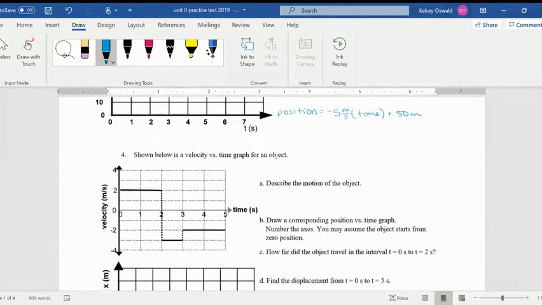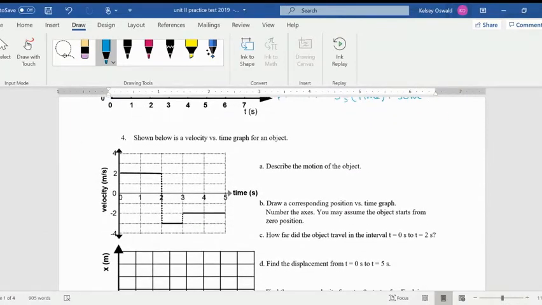All right, so looking at number 4, we're given a velocity time graph in this one, and we want to first describe the motion of our object. So we're going to basically look at it in separate time intervals. Our first time interval is going to be 0 to 2 seconds. We can see from 0 to 2 seconds, our object is moving in the positive direction because we have a positive velocity. And that velocity itself is going to be 2 meters per second, because we can just look and see what that horizontal value is on our velocity time graph.